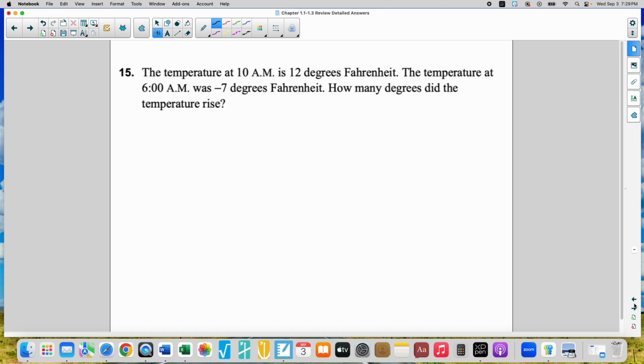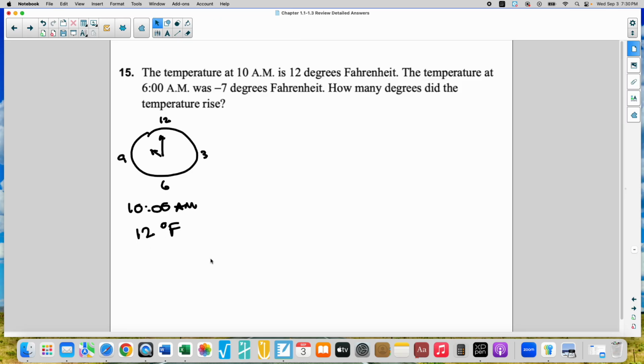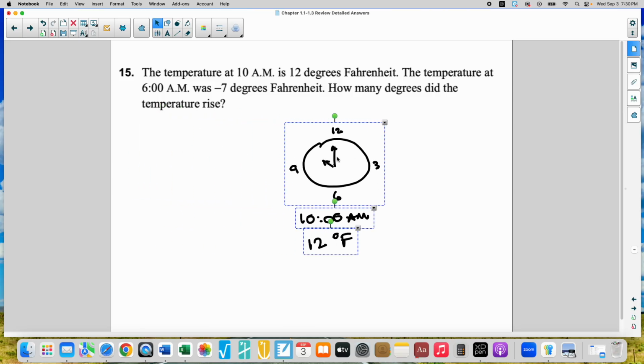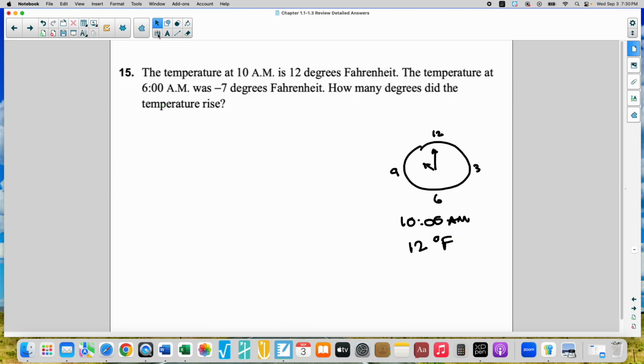Number 15, the temperature at 10 a.m. is 12 degrees Fahrenheit. So if we draw a clock and we draw 10 a.m., that's the big hand. This is 6, this is 9, this is 3, this is 12. So 10 is going to be there. So at 10 a.m., it is 12 degrees Fahrenheit. The temperature at 6 a.m. was -7 degrees Fahrenheit. Okay, so one of the things, since we're talking about a time before this, I'm actually going to move it over here. And now I'm going to draw my clock.